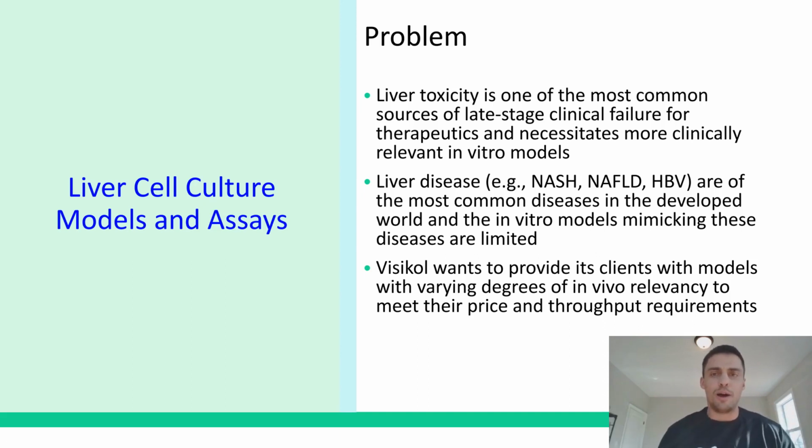Liver disease, so NASH, NAFLD, and HBV are some of the most common diseases out there in the developed world and affect tens of millions of people in the US alone. Trying to develop in vitro models that mimic these helps us better understand these diseases and also develop therapeutics to these unmet needs. Where we operate as a company is we have several different liver cell culture models, which I'll dive into today, that have different advantages and disadvantages depending upon the research context you're working in.